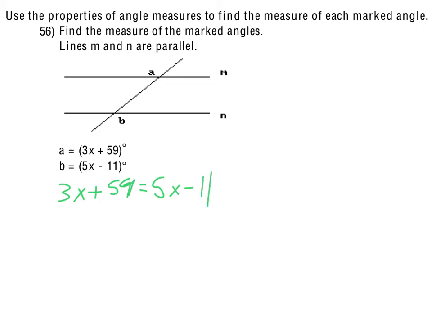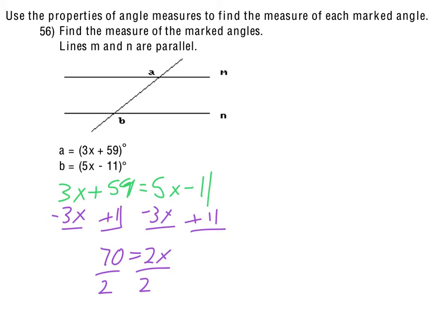From there, we're just solving this equation. I would recommend subtracting 3x first, so my x's are going to end up on the right. Then I add the 11 to both sides. I get 70 equals 2x. When I divide by 2, I find out that x is 35. Again, be careful. 35 is not the answer. 35 is what I use in order to find the answers, which will be the measure of those angles.